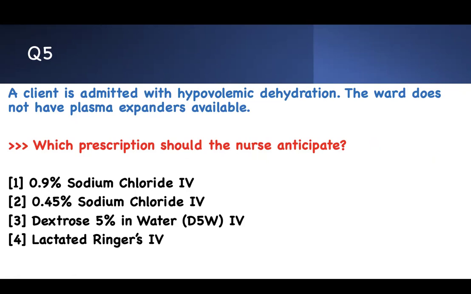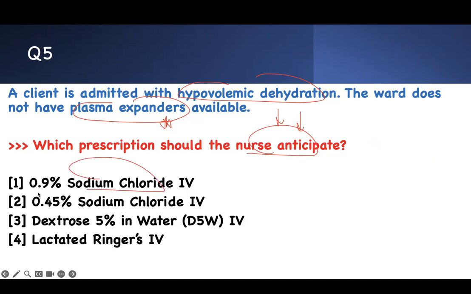A client is admitted with what? Hypovolemic dehydration. That's what we talked about, right? So he lost fluid and sodium. So there is no fluid and there's no sodium. The ward does not have what? Plasma expander. You have to know what plasma expanders are. They are not available. So we have a dehydrated patient who is probably hypotensive, and we need to give them fluid, but there's no expanders. Which prescription should the nurse anticipate? Normal saline 0.9%, abnormal saline, D5W, or lactated Ringer's. Go back. I have hypovolemic, so low volume.